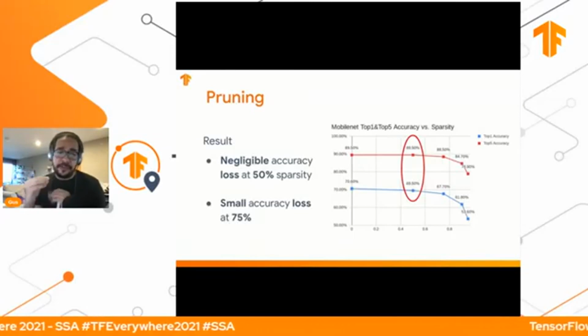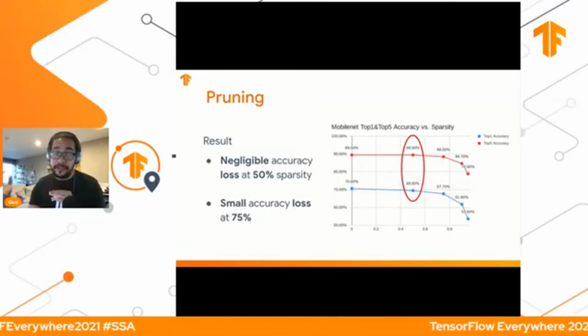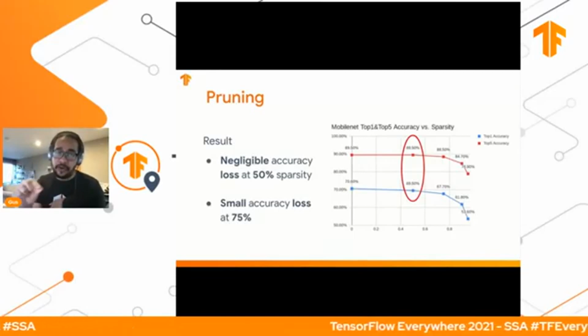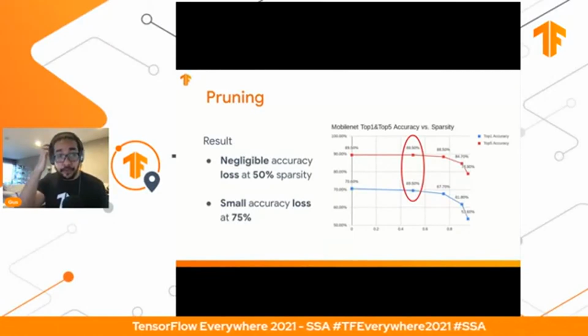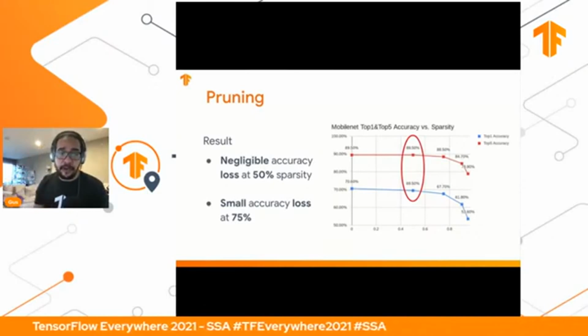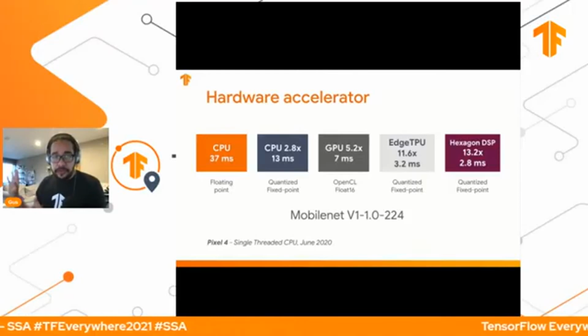And if you start to cut more and more of these nodes, your accuracy starts to drop, up to a point where it drops too much, right? So pruning is an amazing thing to help you make your model smaller and faster. Now let's take a look at all the results at the same time.